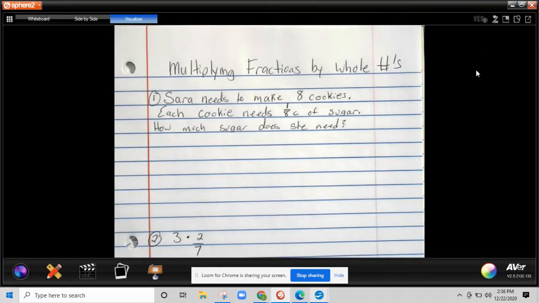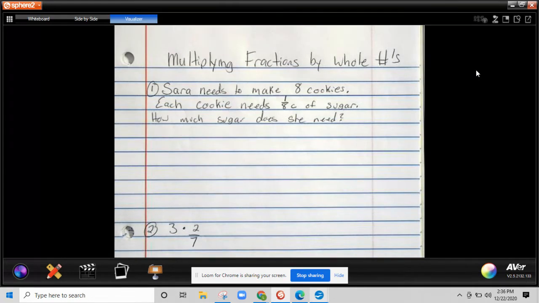All right, guys. So today I want to go over with you multiplying fractions by whole numbers. We use fractions in all kinds of ways, as you are seeing. So I want to get right to it and just break out with a word problem.